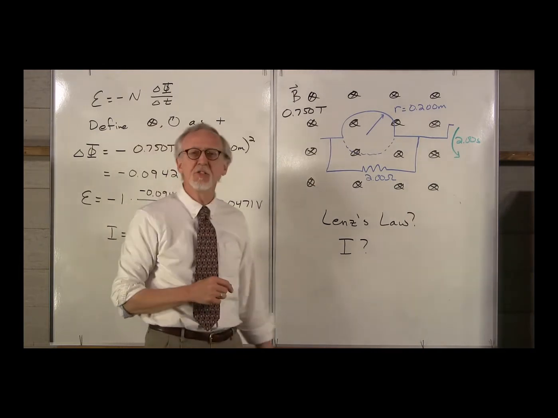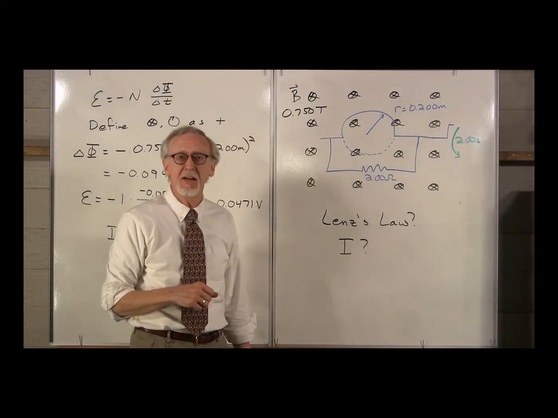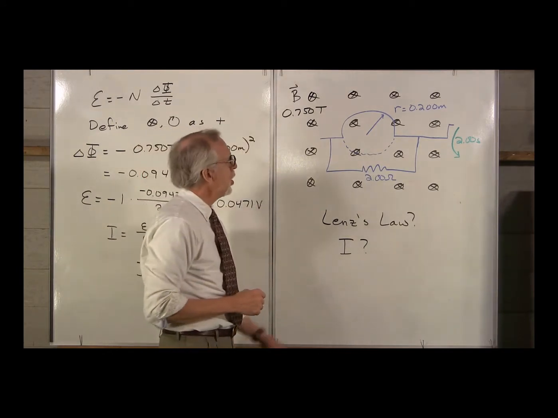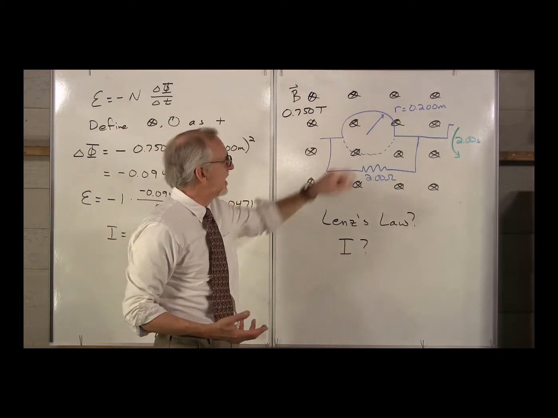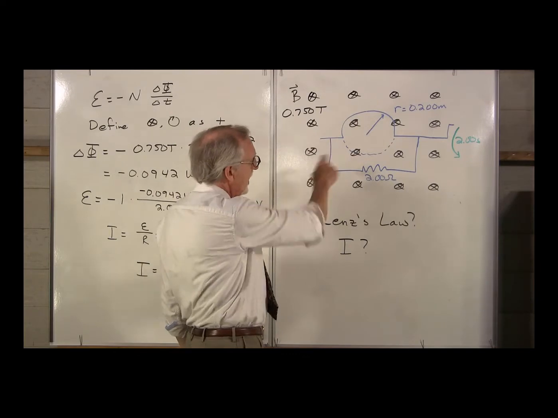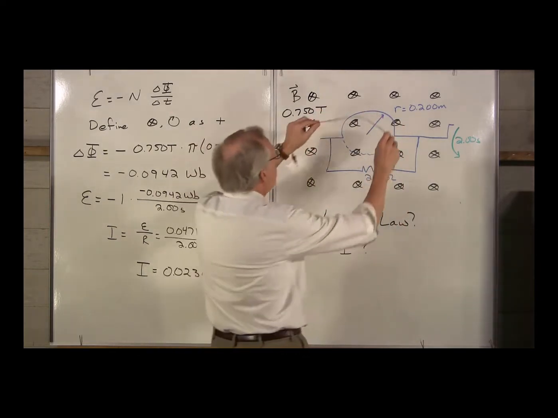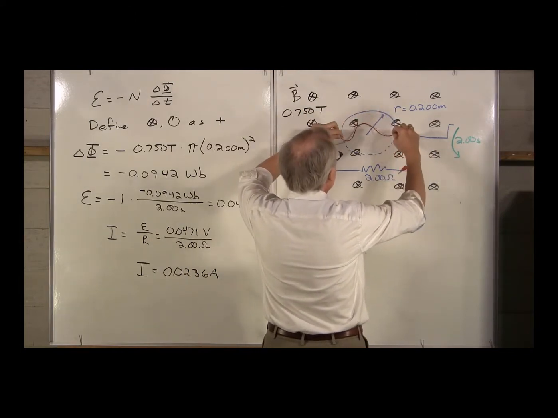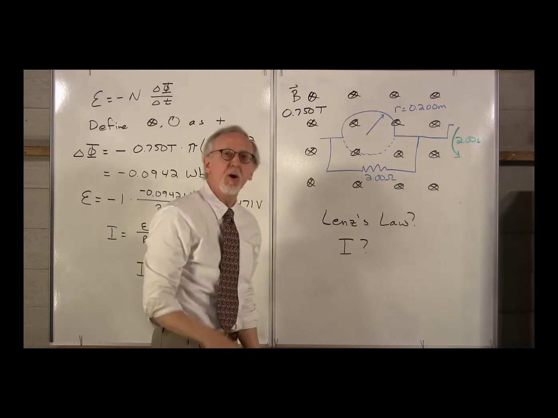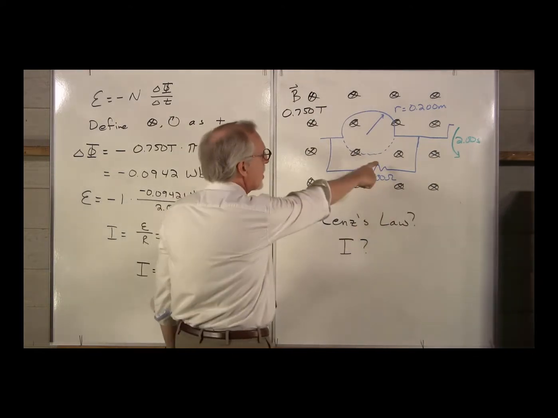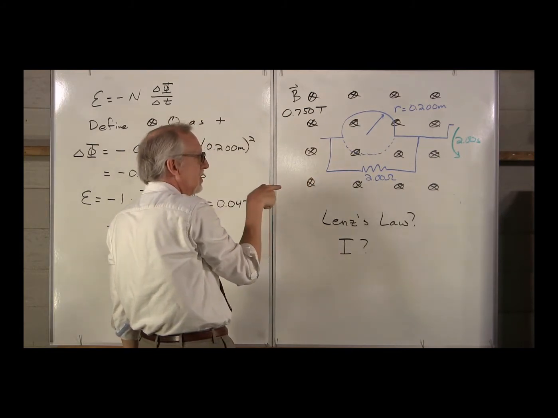Let's apply Lenz's law first and see if we can figure out the direction. Then we'll apply Faraday's law and see if we get the same thing. Well, first, what's the direction of the initial flux? It is into the page. As the loop goes from the upper orientation to the lower orientation, we decrease the area, therefore decrease the flux. So we are going from a big flux into the page to a smaller flux into the page.